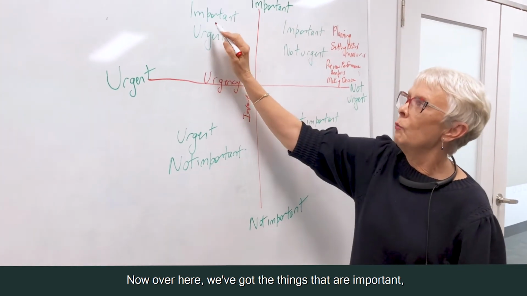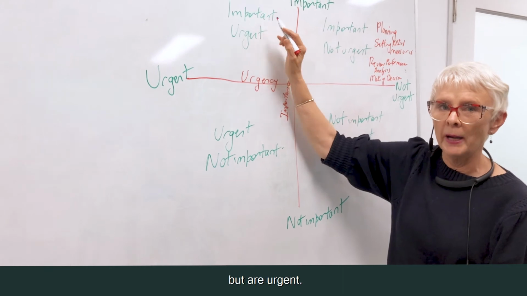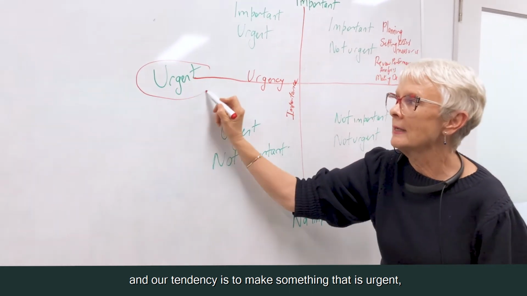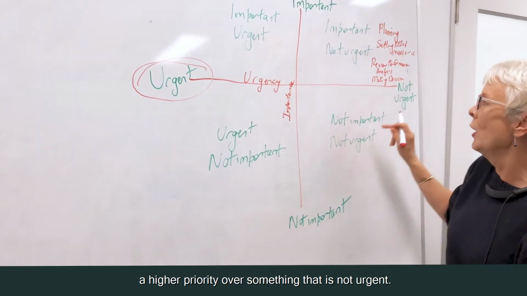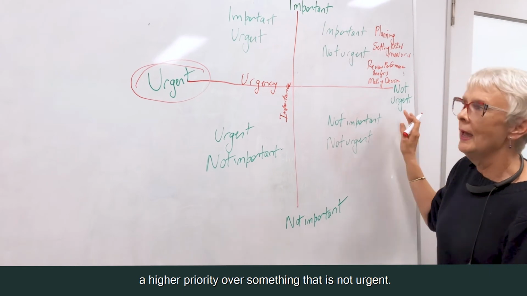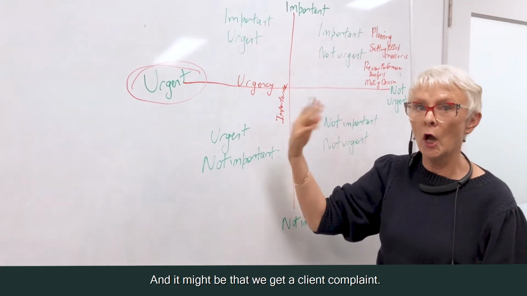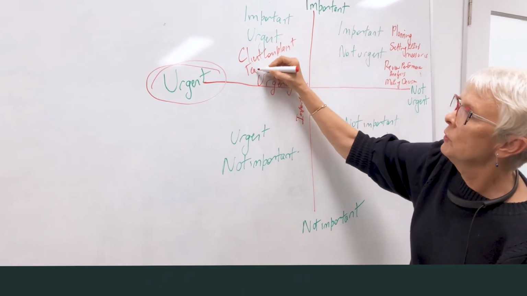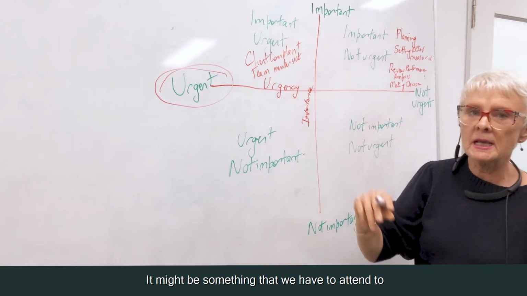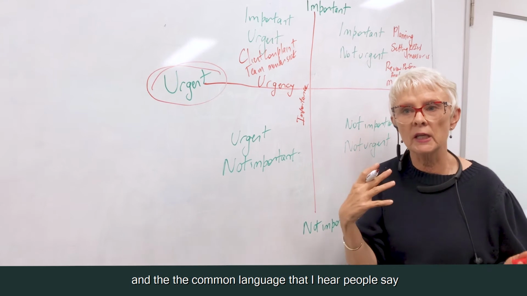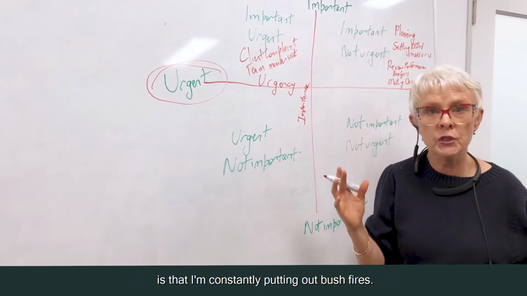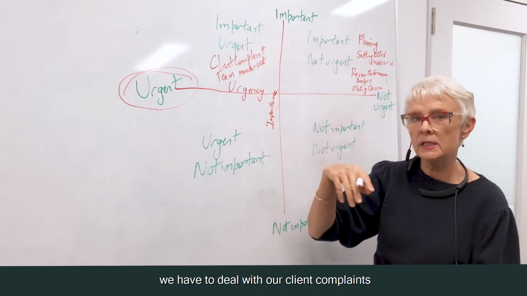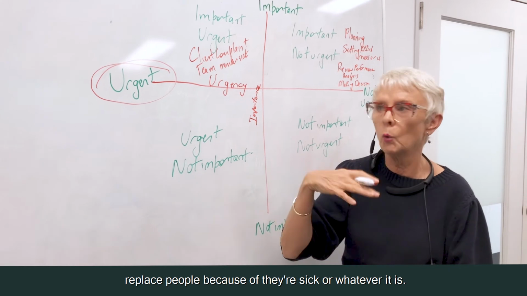Now, over here, we've got the things that are important but are urgent. The difference is the urgency, and our tendency is to make something that is urgent a higher priority over something that is not urgent. And it might be that we get a client complaint. It might be that we have a team member sick. It might be something that we have to attend to. And the common language that I hear people say is that I'm constantly putting out bushfires. So it's important. We have to deal with our client complaints, and when we have to, replace people because they're sick or whatever it is.